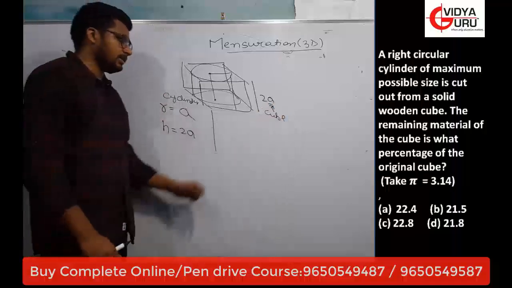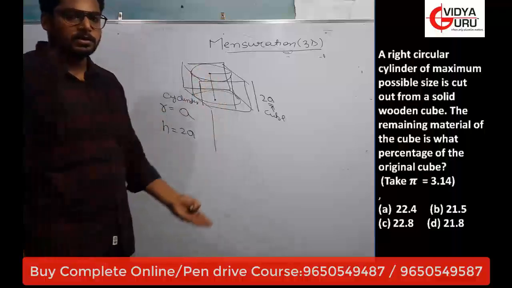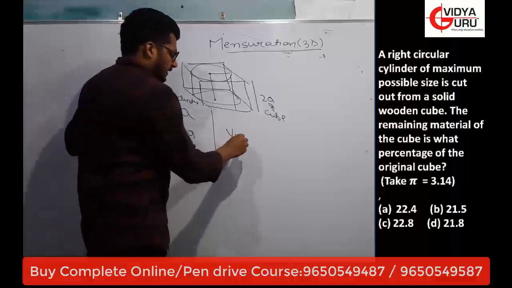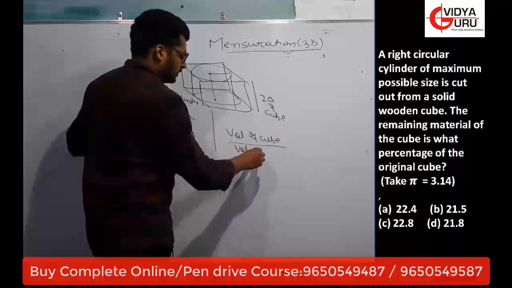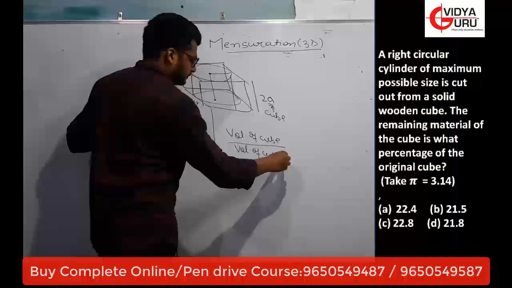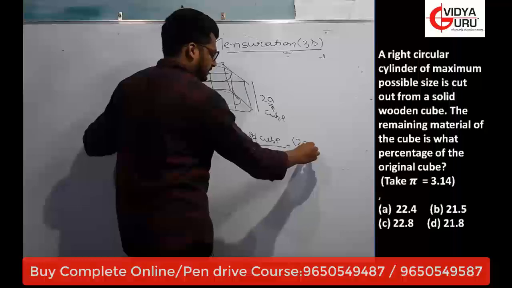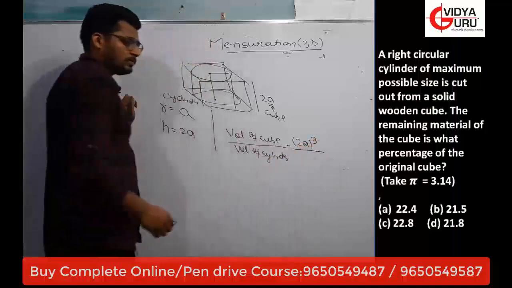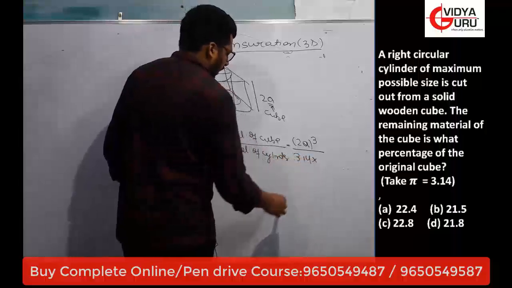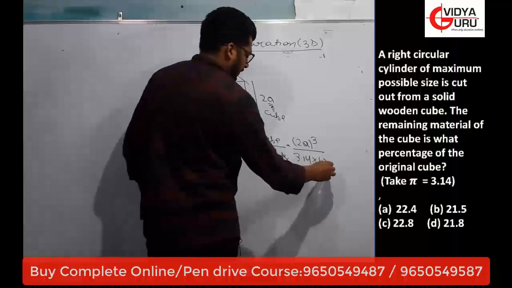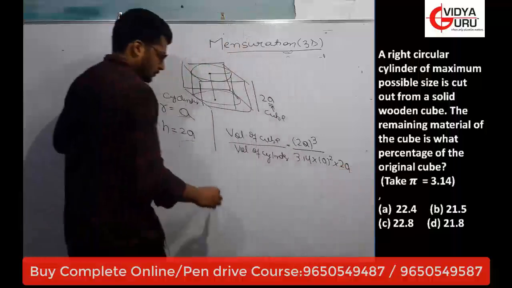Now question is asking, after this is taken out, the remaining volume is how much percent of the original cube. So I will take a ratio of volume of cube upon volume of cylinder. What is the volume of cube? Side cube. What is side? 2a. That means 2a cube. And what is the volume of cylinder? Pi r square h. Question is saying take pi as 3.14. R square h. R is what? A square, and h. H is what? 2a.